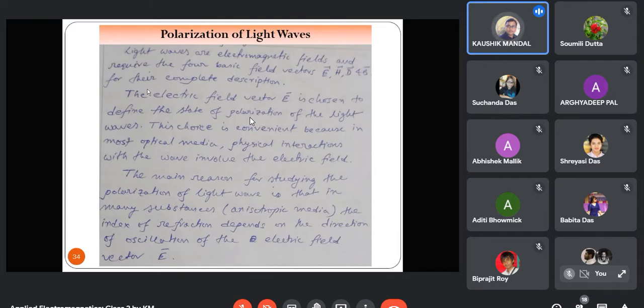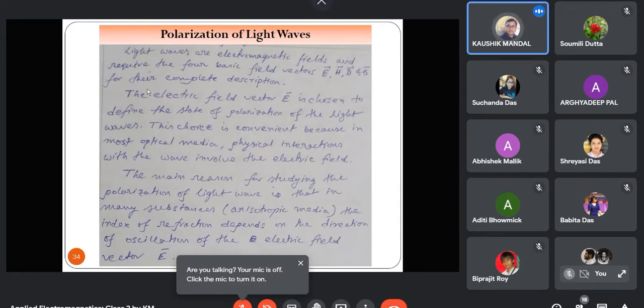Now the question is why we are only considering the electric field vector to describe the polarization of the electromagnetic wave. That is because in most optical media or physical media, the physical interactions between the corresponding media and the electromagnetic wave involve the interaction with the electric field. That's why out of these four vectors, only the E vector is considered to describe the polarization state of the electromagnetic wave.